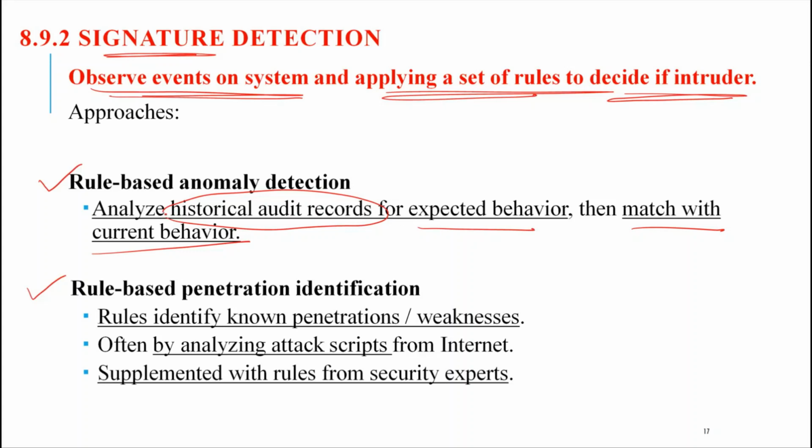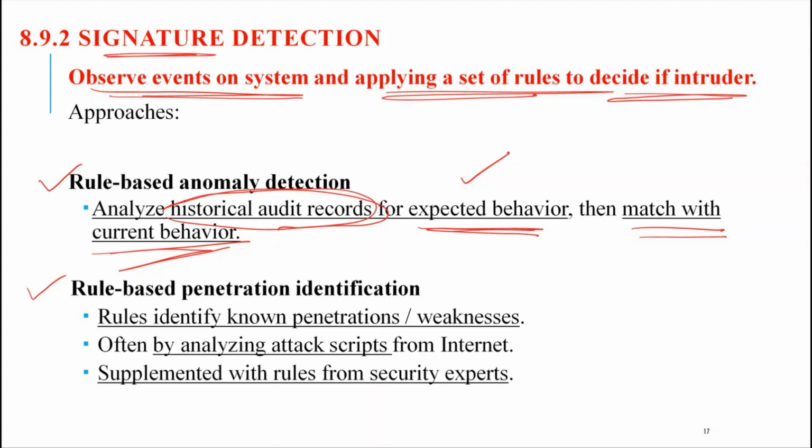So based on the historical audit records, you are going to fix the expected behavior, then you are going to match it with the current behavior. If there is a deviation, automatically he is an intruder. If there is no deviation, he is not an intruder. So this is rule based anomaly detection.